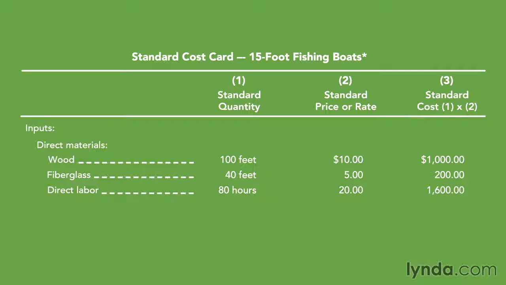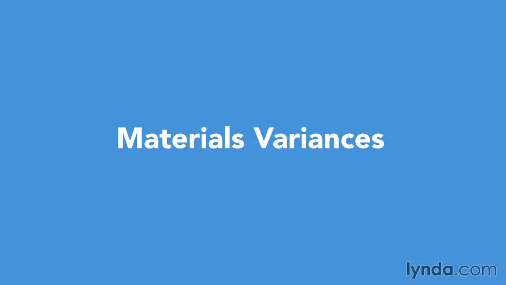The standard costs for direct materials and direct labor costs for this fishing boat are shown here. The boat requires 100 board feet of wood and 40 board feet of fiberglass. The standard cost for wood is $10 per foot, and it's $5 per foot for fiberglass. In this topic, we're only going to examine materials variances. We will use this example as well when we get to analyzing labor variances in the next section.